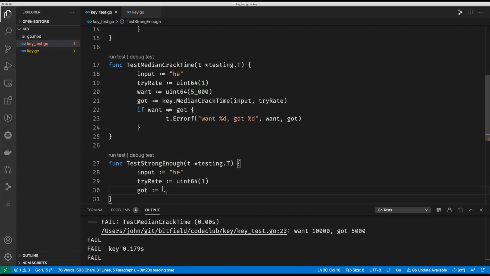Let's get our got. Key dot strong enough. What does it have to take? The password length. Well, suppose we just pass it the key directly and then it can work out the length for itself, can't it? Should we do that? Yeah, that could work too. Let's pass it input then. What else? What's our definition of enough?